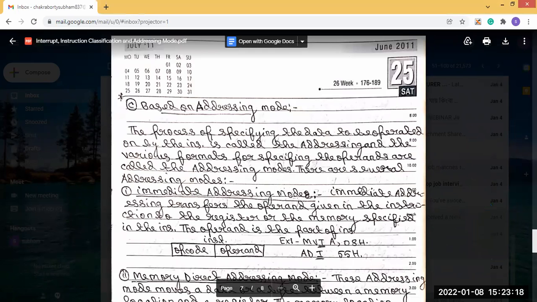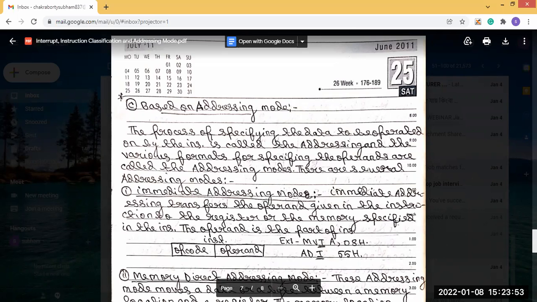So now we will move on to the third type. The third type is based on the addressing mode, which we have seen already. Now, how many addressing modes are present? We will know that. The process of specifying the data to be operated on by the instruction is called addressing.